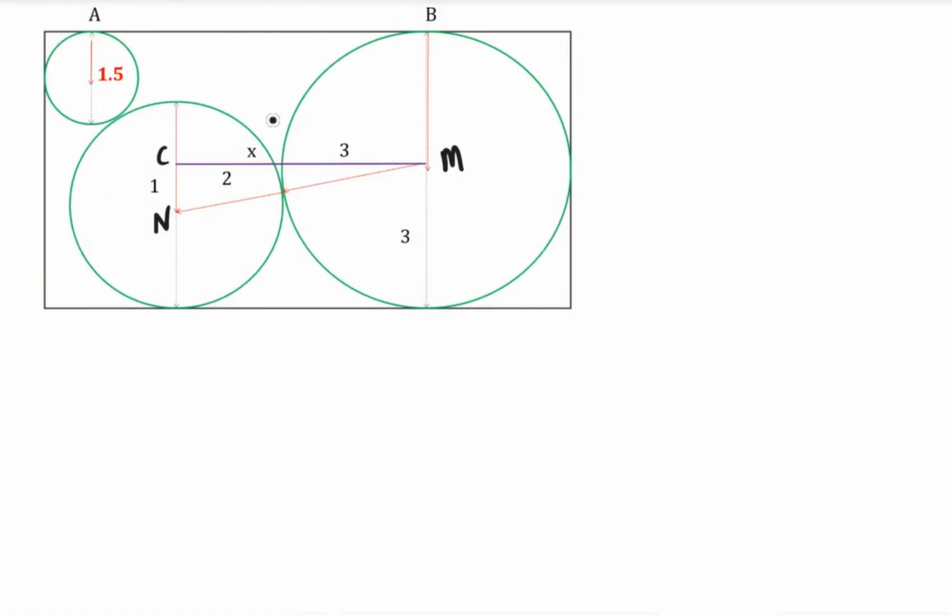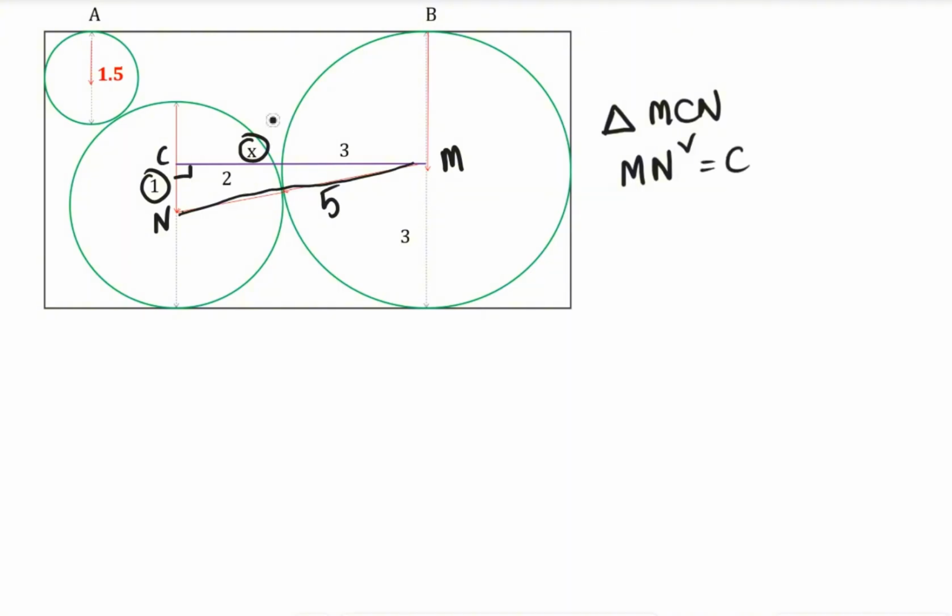So the red line up to this length: MN is 5, CM is x and NC is 1. So we can write down triangle MCN. This is a right angle, so MN square equals CM square plus CN square. So what is our target? To determine CM square, right?